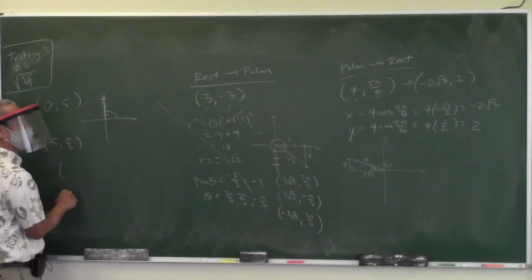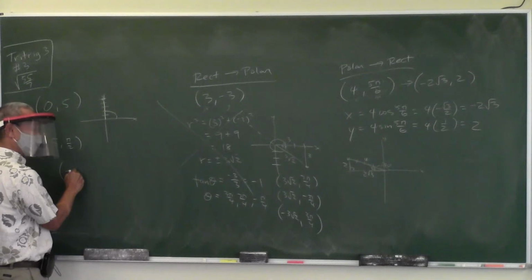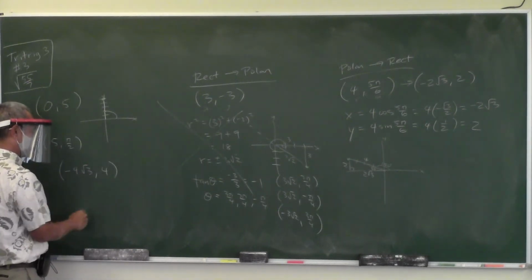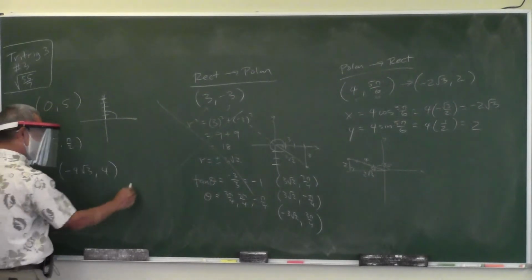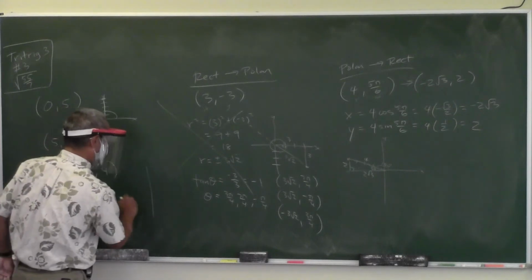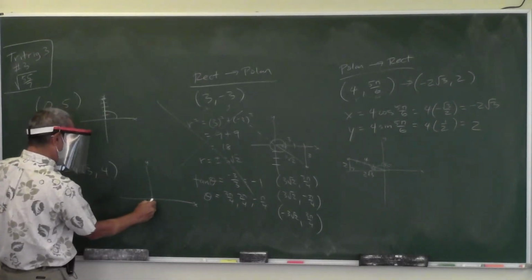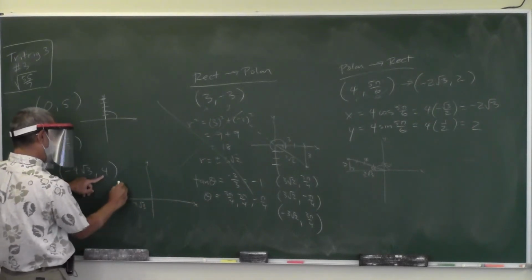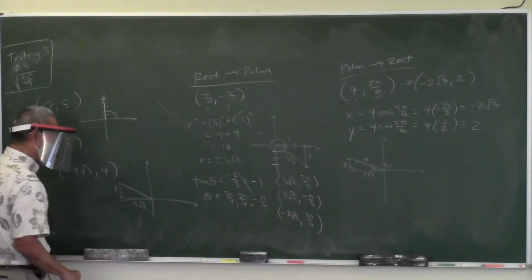Okay, let's do one more. How about, okay, gotta think. Negative 4 root 3, 4. Okay, draw the picture. Draw the picture. So if I go 4 root 3 to the left, and then 4 up like that, how far from the origin am I?